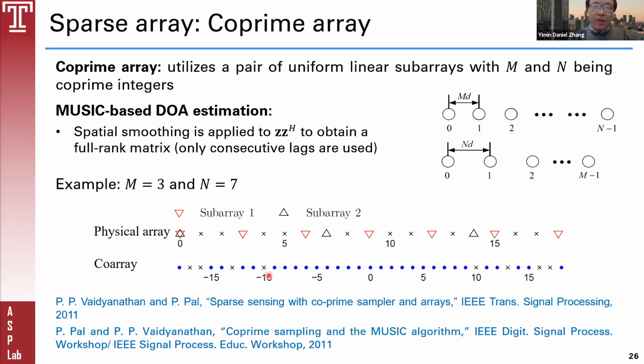So they proposed to use MUSIC-based DOA estimation. Because we know that in the coarray domain, we only have this z, we only have one snapshot. So apparently zz Hermitian is not full rank. So we need to perform spatial smoothing to restore a full-rank coherence matrix so we can apply MUSIC. To perform spatial smoothing, we can only use the consecutive lags. So in this case, we can only use the lags between minus 9 and 9, whereas the other lags we have to discard.